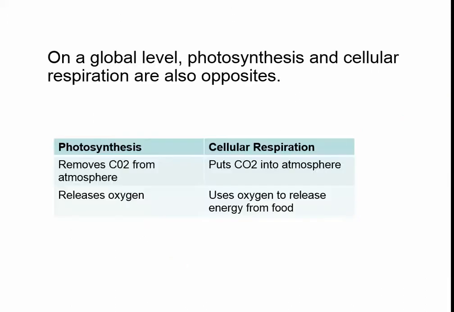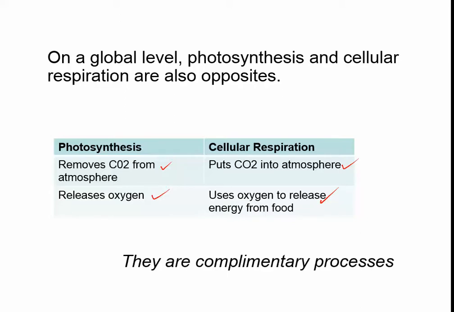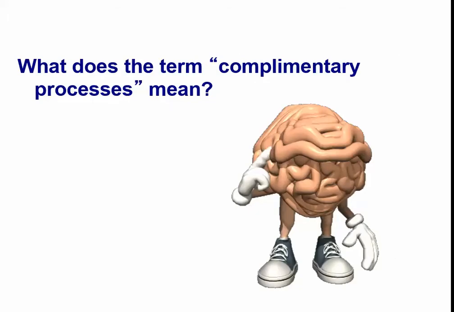On a global level, they're also opposites. We know that photosynthesis removes CO2 and that it releases oxygen. And then we know that cellular respiration releases CO2 into the atmosphere and uses oxygen to get the energy. That's why they are complementary processes. Complementary process means the outputs of one are the inputs of the other, or the products of one are reactants of the other.